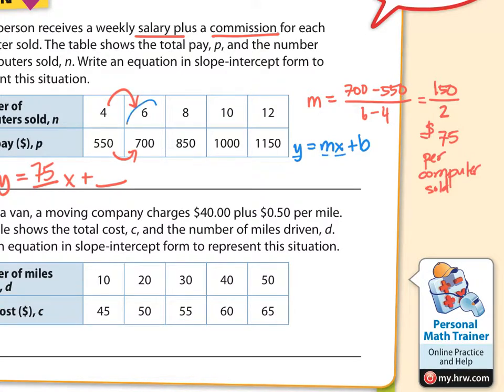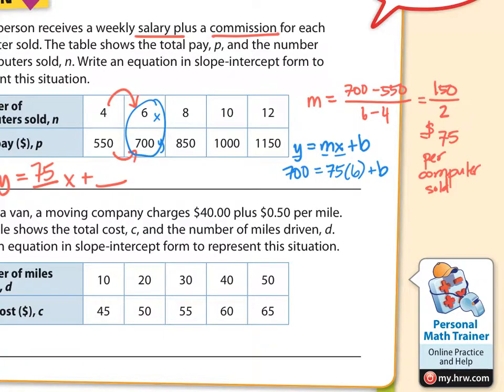So I'm going to choose the point 6 and 700. 6 is my x, 700 is my y. So again, looking at my y equals mx plus b, what's y? It's 700. Equals, what's m? I got m already, it's 75. And then x, I go back to my point, it's 6. So I'm going to rewrite this equation, replacing those 3 things I just mentioned. So I got 700 equals 75 times 6 plus b.